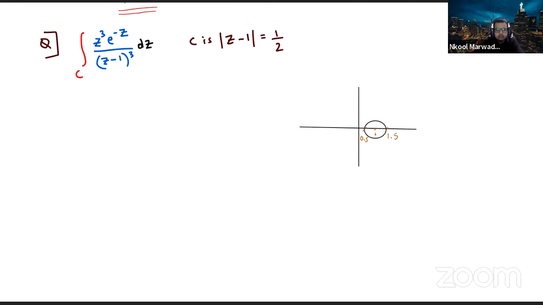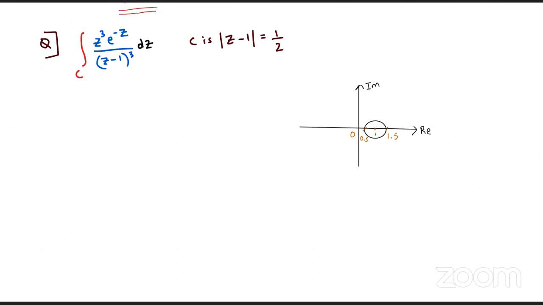And don't forget to draw the plane like this: the real, the imaginary. This is the origin. Now at 1, so definitely at point 1 the integral is possible.